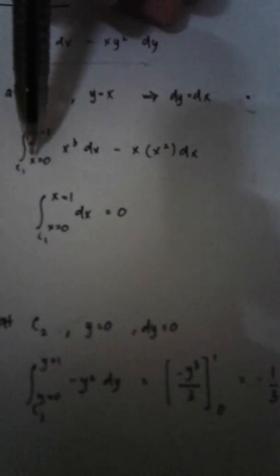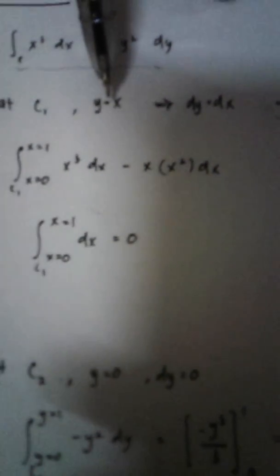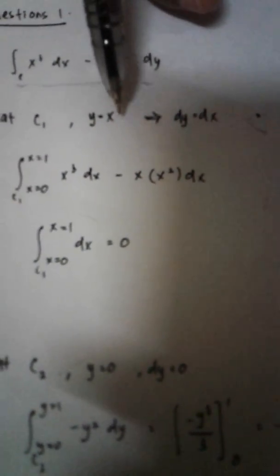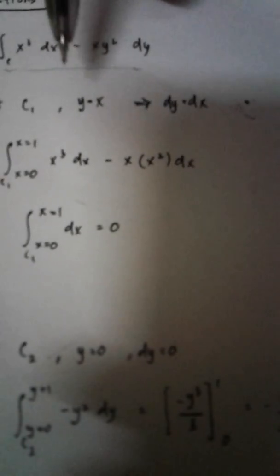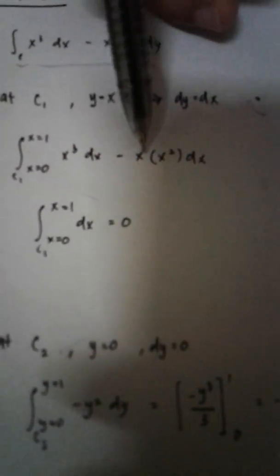Using line integral with lower limit x equal to 0 and upper limit x equal to 1, we can get this equation by plugging in dy equal to dx. So we can eliminate either y or x. In this case, I eliminate y by plugging y equal to x into the equation. So we will get x cubed dx minus x squared dx, which will result in 0.